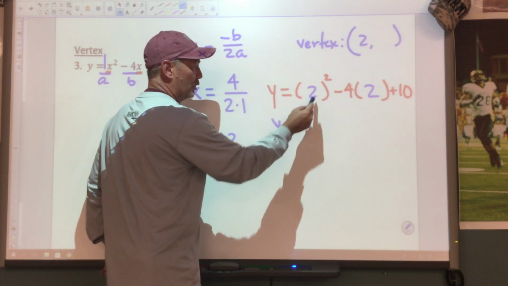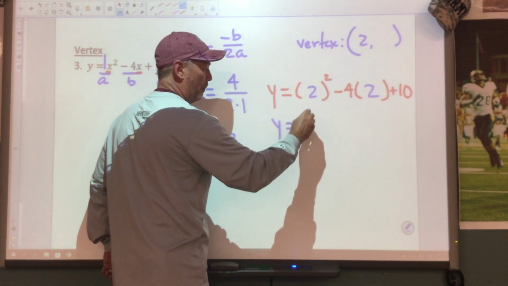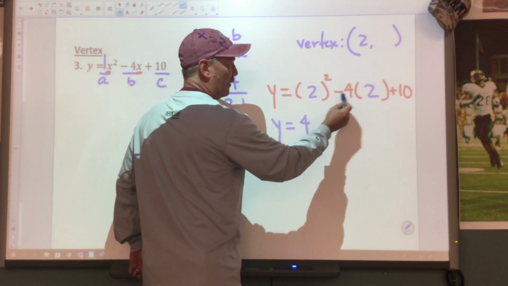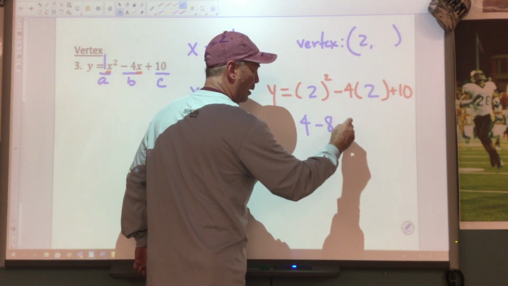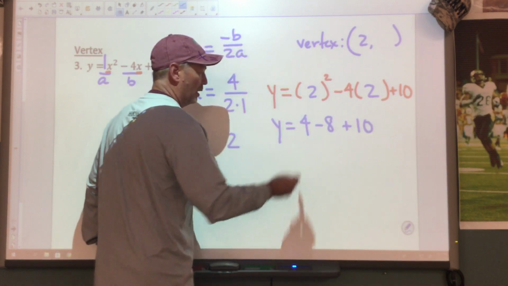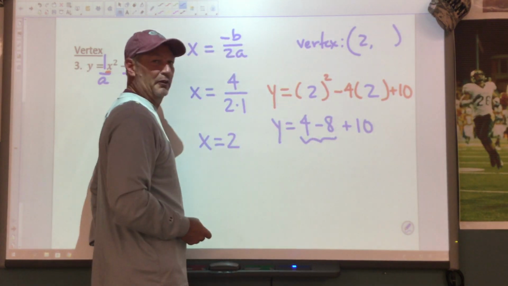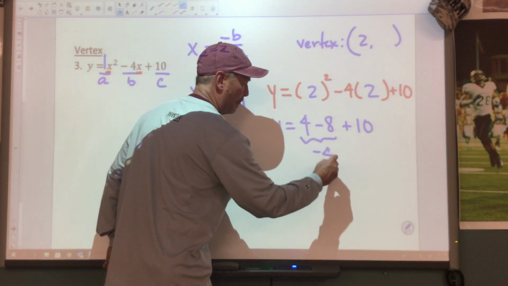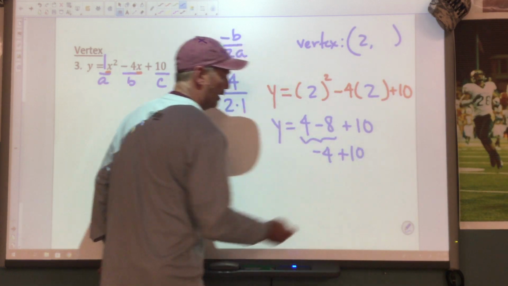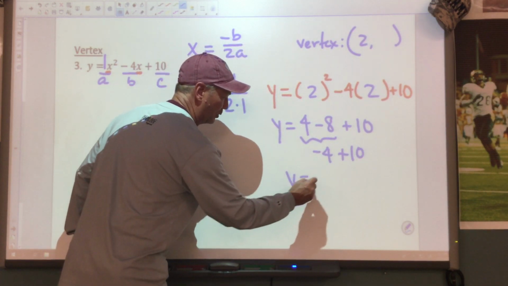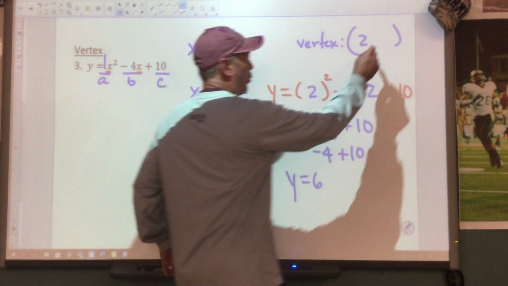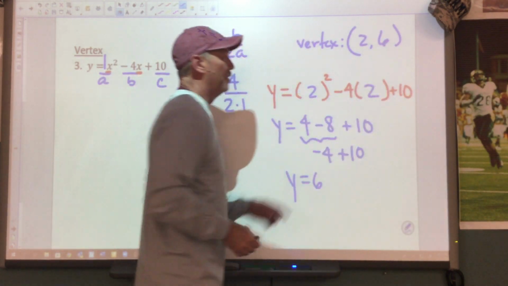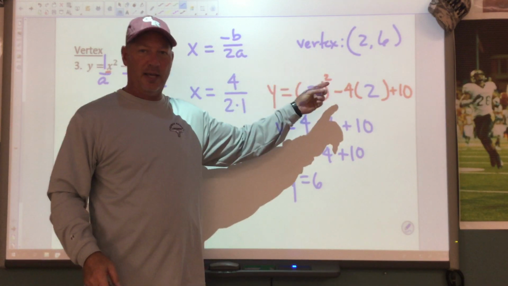Y equals 2 squared is 4. Negative 4 times 2 is a negative 8 plus 10. Now when we combine like terms, that's going to give me a negative 4 plus 10. And you're going to tell me that y equals 6. There's the second half of my answer. Y equals 6. There's the location of your vertex.